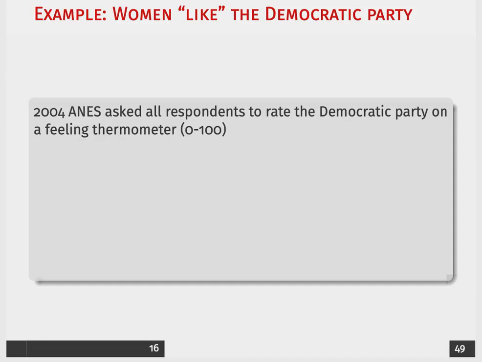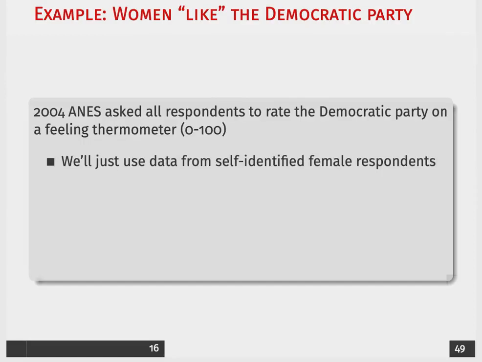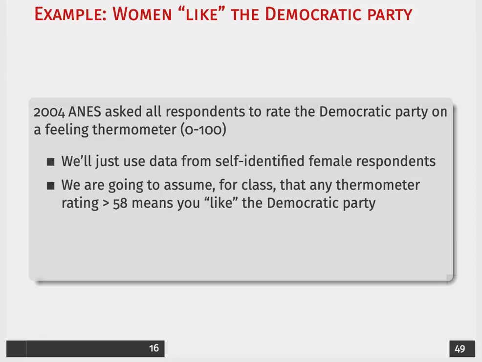The data that we're using come from the 2004 American National Election Survey, which asks people to rate the Democratic Party on a feeling thermometer from 0 to 100, 0 being strong dislike, 100 being strong favorability. And we're going to use data just from respondents that self-identified as being female. We're going to assume for this class that anything over 58 means that you like the Democratic Party. And this is, again, just a silly example. There's no reason that we need to pick that. It's just for pedagogical purposes.